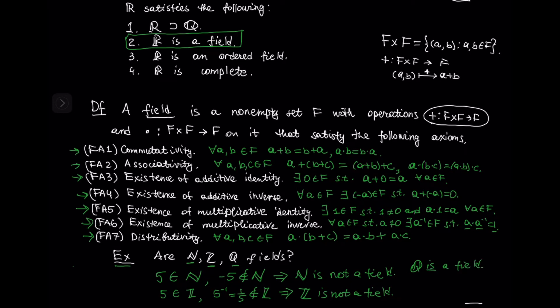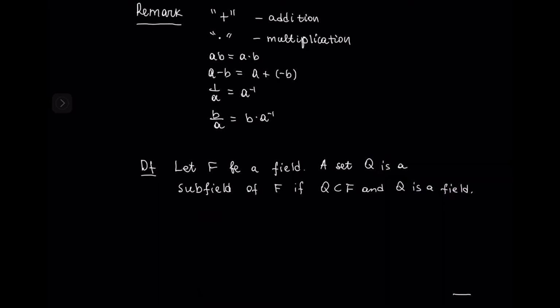And I'm going to leave it to you as an exercise to verify that all the 7 axioms of the field are true for Q. As a remark, the operation plus is called addition, the operation times is called multiplication in the field axioms. Then when we write AB without anything in between, that means A times B. A minus B stands for A plus negative B. 1 over A stands for A inverse, and B over A stands for B times A inverse.